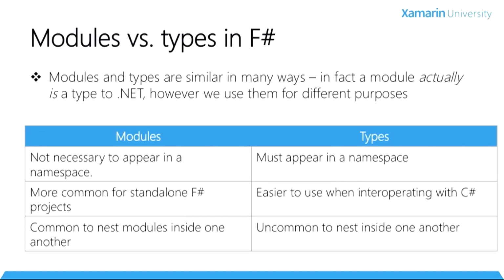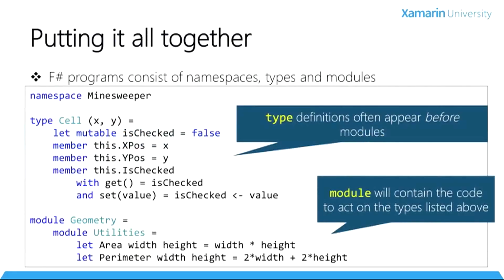And modules are also common to nest inside one another as well, and you saw that in the area function just in the previous few slides. But with types, it's uncommon to nest types within one another. So here's a full example that combines all three of our elements together.